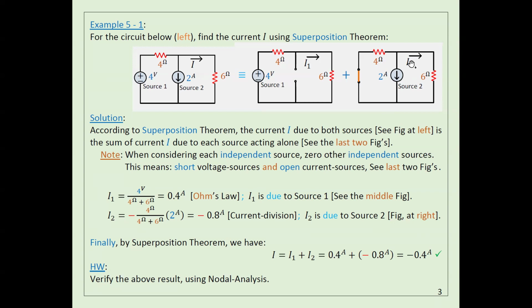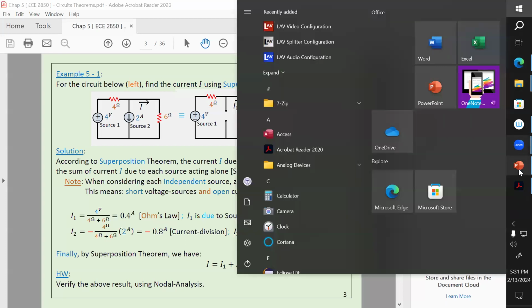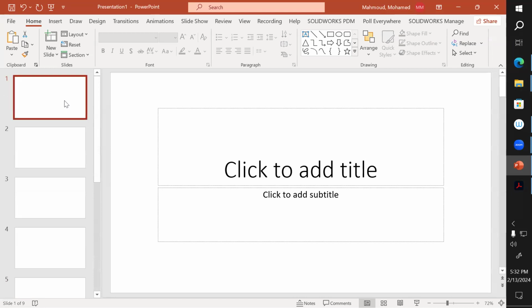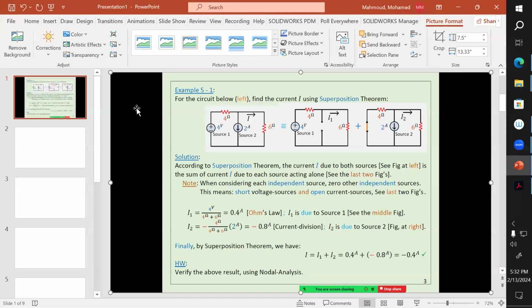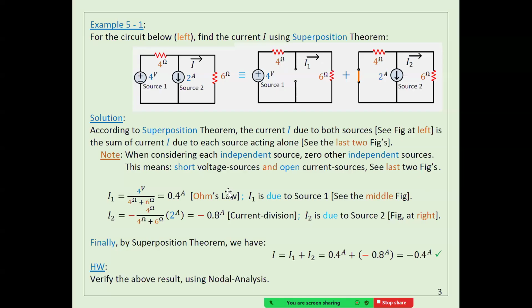Let's look at this case here. Because you may be a little bit confused, I want to take it to the PowerPoint. Look here, guys. I want to calculate the current here, so I'm just going to redraw it. It's exactly the same thing: you have a current source this way, and two resistances, 4 ohm and 6 ohm, in parallel. I didn't do anything, I just redrew it.